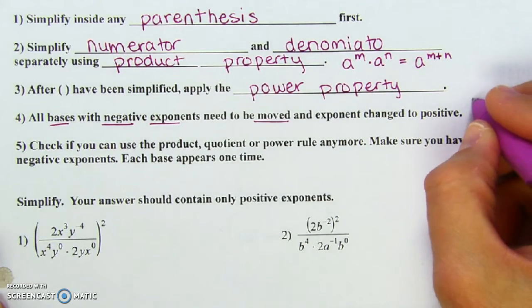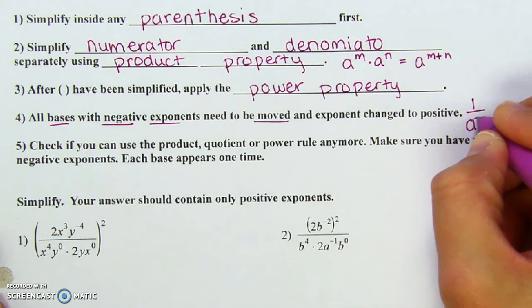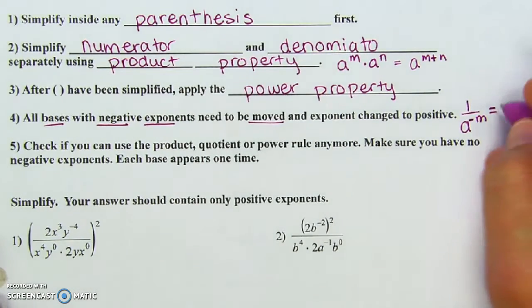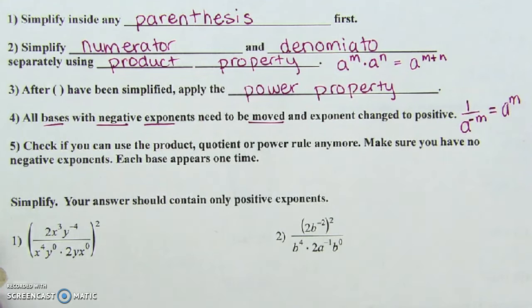I like to have my students sing the song. If you ever have a negative exponent, you move it. So is that one song, what is that from the movie Madagascar? I like to move it, move it. I like to move it, move it. So you move it and you make it positive.